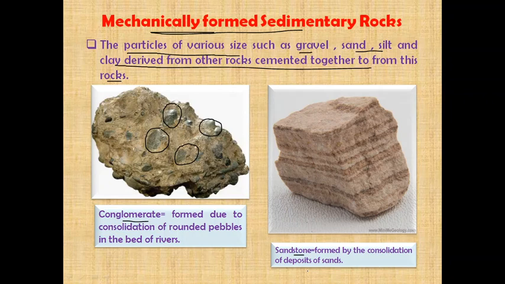As I have already said, sedimentary rocks are stratified rocks. You can observe the strata over here. Let me show you one strata. You see, this is one strata. This is another strata. So these lines that I am drawing are actually separating various strata. So you can say that these lines are representing bedding planes. So this is the example of mechanically formed sedimentary rocks.